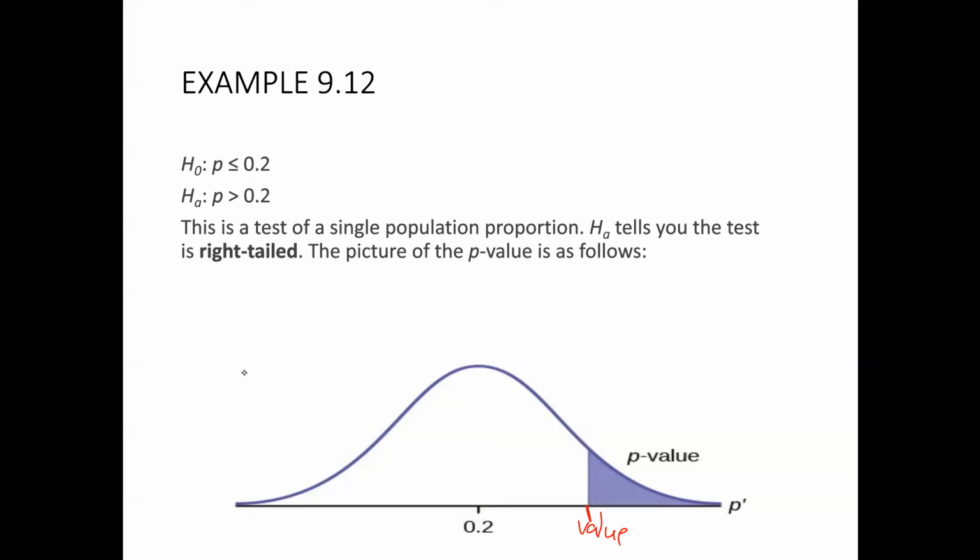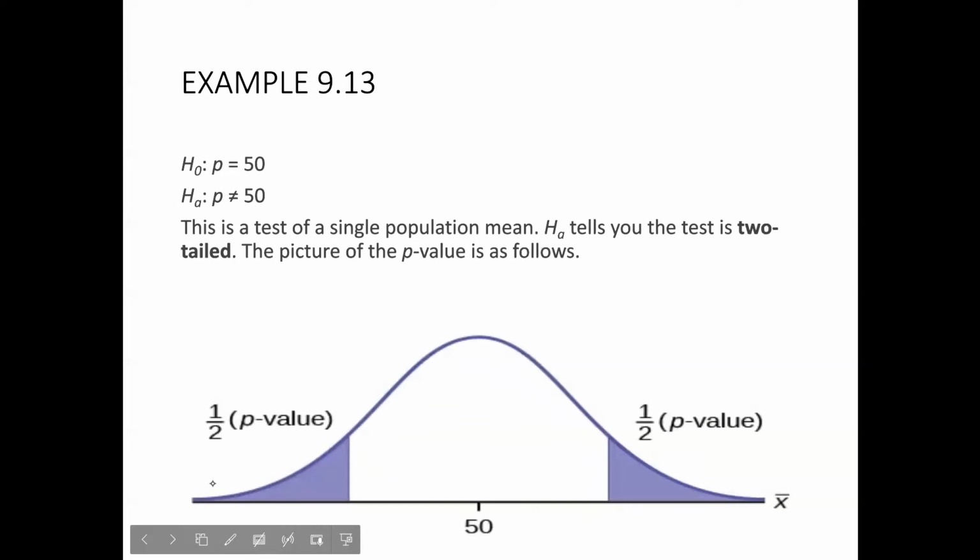Okay, a two-tailed test. If your alternative hypothesis contains not equal to, then your null hypothesis would be equal to. That's a two-tailed test. In this case, we're using proportions. So if we're looking at a proportion, we're looking at a binomial distribution. So we're going to be using the normal approximation to the binomial. That's what we're going to be using.